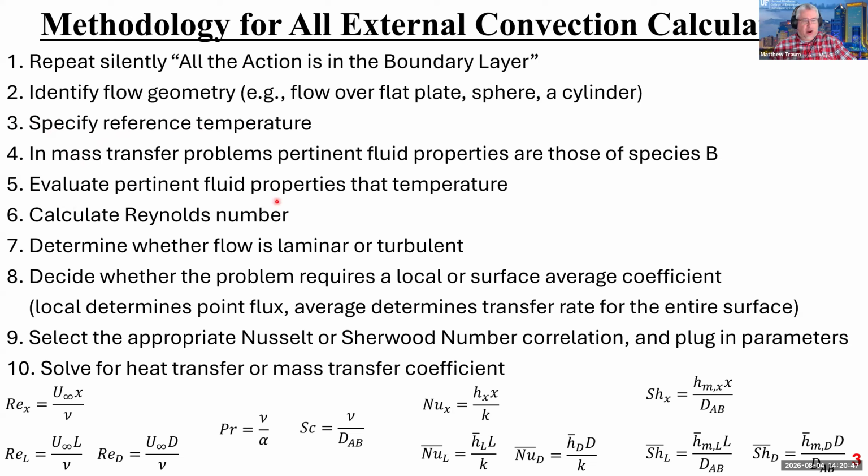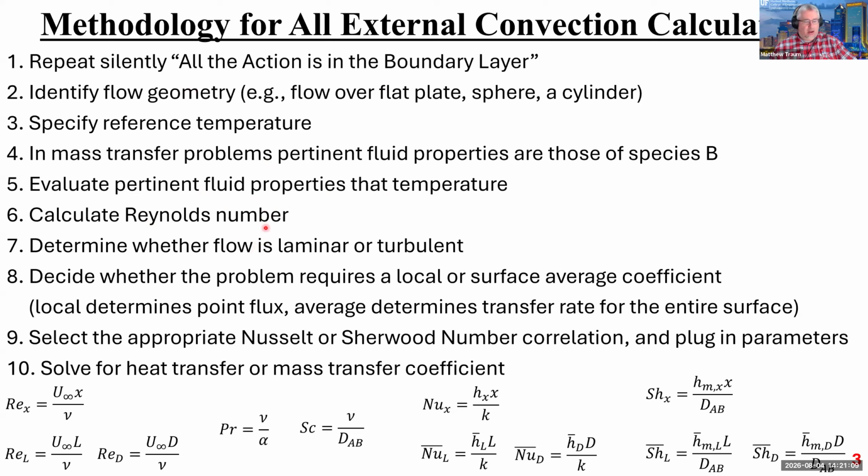Once you've got all those properties, now you've got enough to calculate the Reynolds number. You will calculate the Reynolds number every single time you solve one of these problems. So it's important to know the flow geometry and the properties so you can choose the right Reynolds number and plug in the properties appropriately. Once you have the Reynolds number, then you can determine whether the flow is laminar or turbulent, right? So the flow structure.